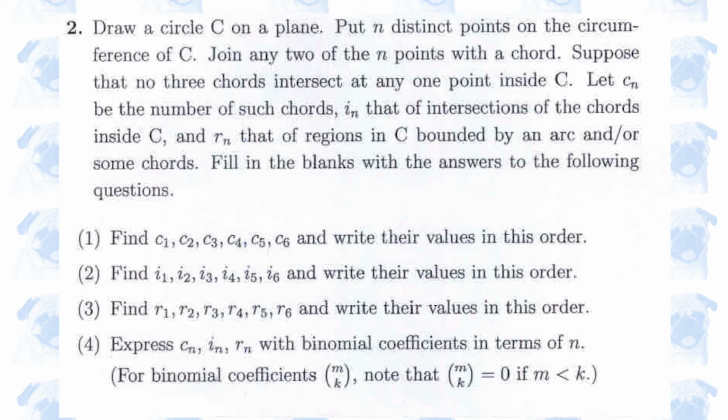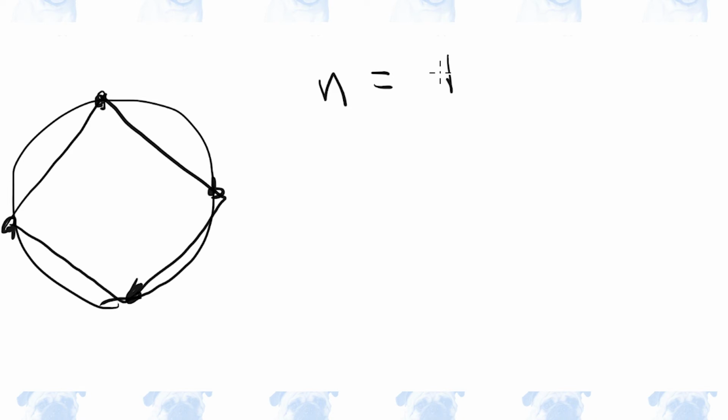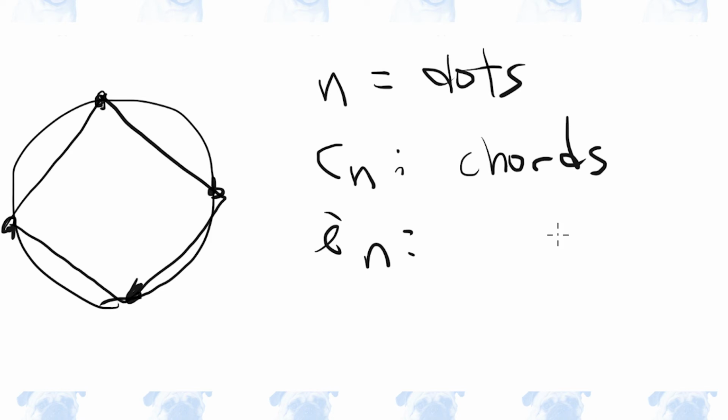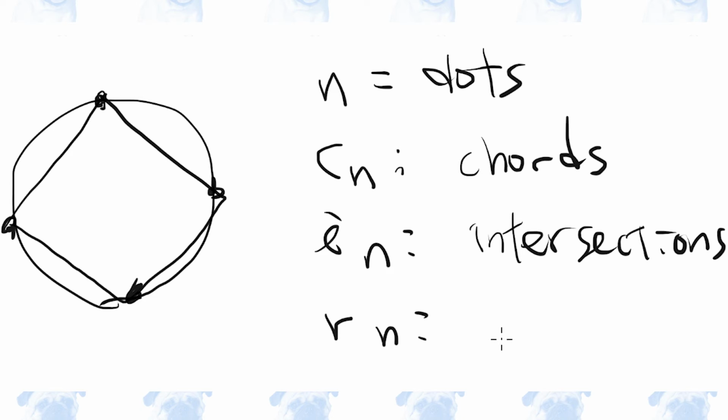Section 2. The question says that we basically have a circle and we are putting dots on the circumference, and then we are drawing chords between these points. If n is the number of dots, c sub n is the number of chords, I sub n is the number of intersections, r sub n is the number of regions.